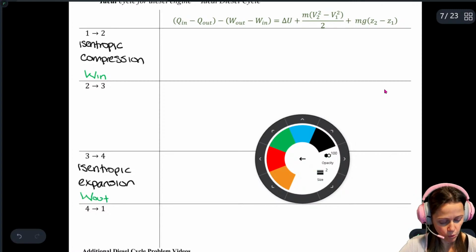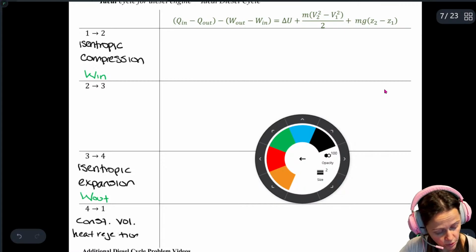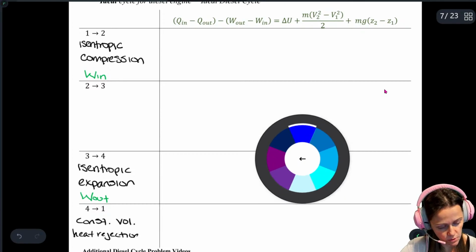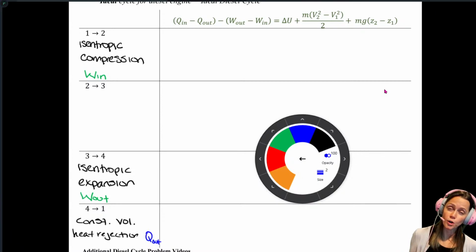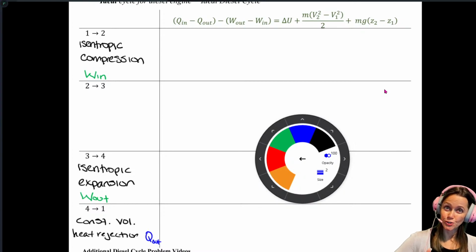And then from 4 to 1, constant volume heat rejection. So in this one, of course, you do end up having a Q out, but you don't have any work associated with that because it's a constant volume process. So all three of those processes are exactly the same as the Otto cycle. So as far as memorization goes, you know, not so bad.